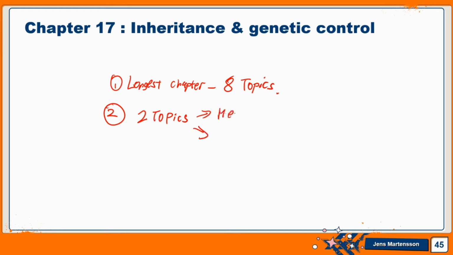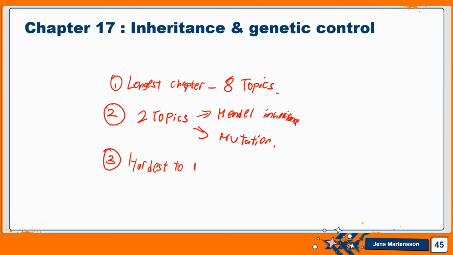That is Mendel inheritance and mutation. The others are all new to you. The other 6 topics are new to you. And another point is that most of the 8 topics are very long, not short. Only 2 topics are short, and the others are very long. And the third point is that it is the hardest to understand, very, very difficult to understand.